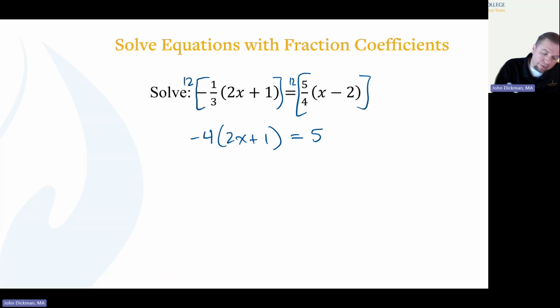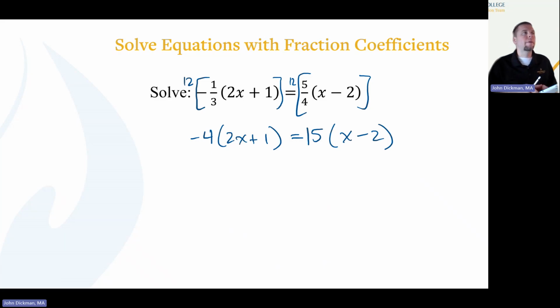Sorry, gives me a 15. 3 times 5 is 15. And we still have the x minus 2 in the parentheses. So what I did was I multiplied through by the least common denominator, 12. And if you're struggling with how I got the 15, you can always just put in 5 divided by 4 times 12, and it will give you 15 on the calculator. But the idea here is I'm doing 12 divided by 4, which is 3, times 5.